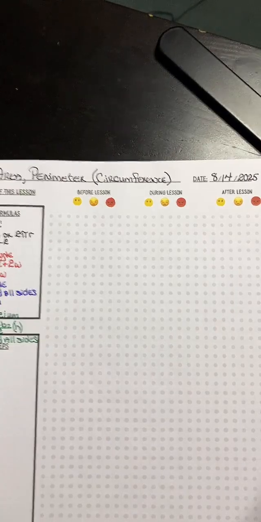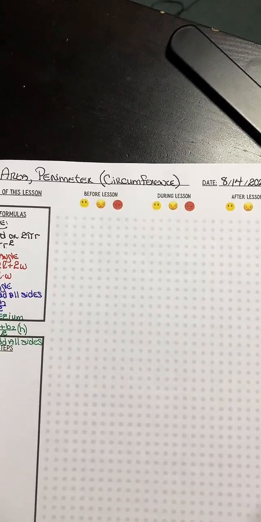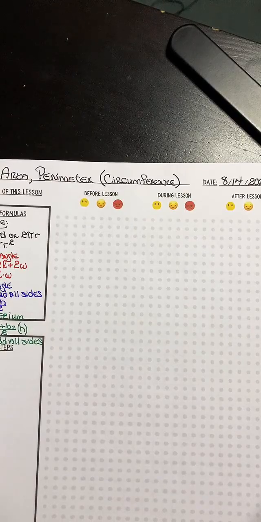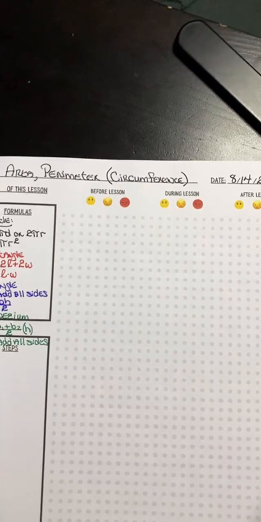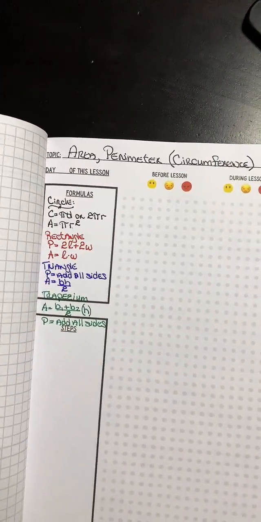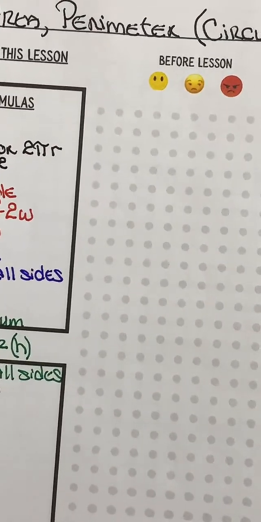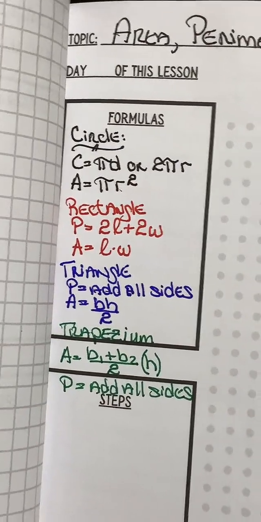As you guys are coming in, if you can go ahead and start tapping, that would be lovely. But we're really going to hit on the area and perimeter of a couple of things. So let me zoom in on a couple of the formulas so we can get ourselves started.